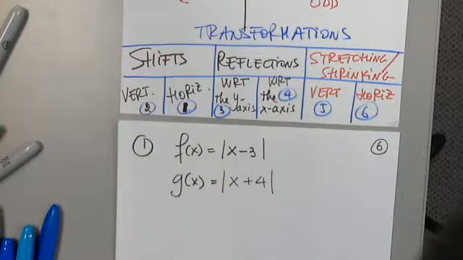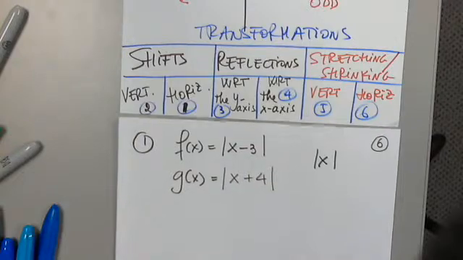So I created 2 functions. And I'm asking you which base or basic function I used to create f and g. Did I use the cube root? Did I use the square root? Did I use the absolute value, linear, quadratic, cubic, 4th degree? Which one? Absolute value. So then the base function is the absolute value of x.